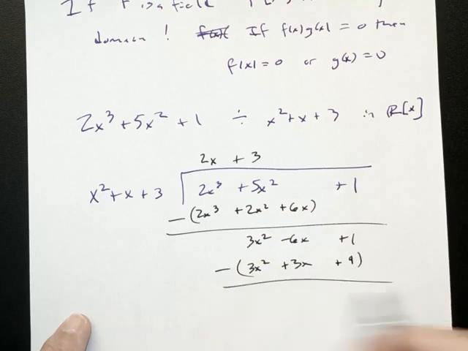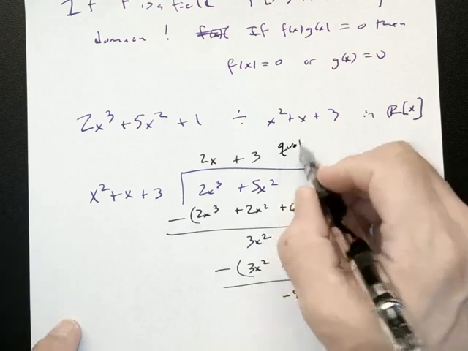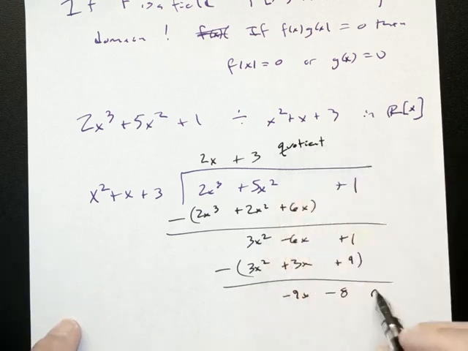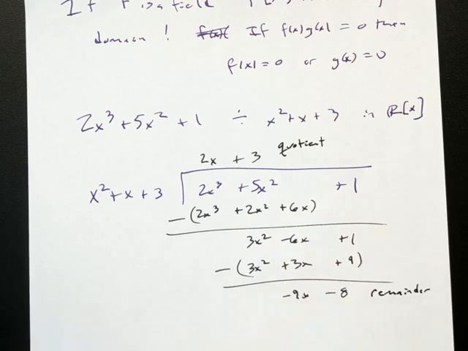And subtract. Now in this case, I have a remainder. It didn't divide evenly. And that tells me that x squared plus x plus 3 is not a factor of 2x cubed plus 5x squared plus 1. Just like regular division, I get a quotient and a remainder.